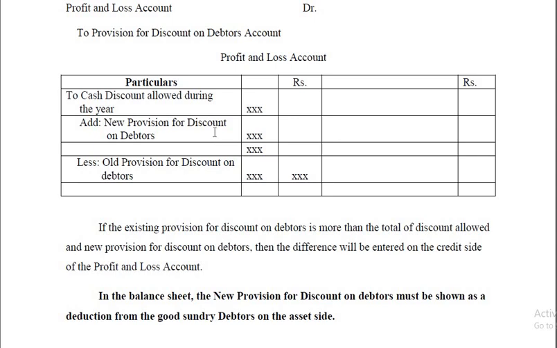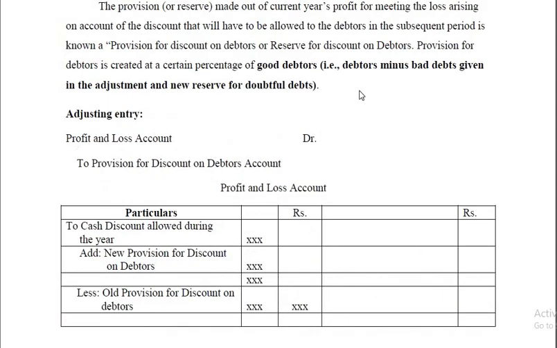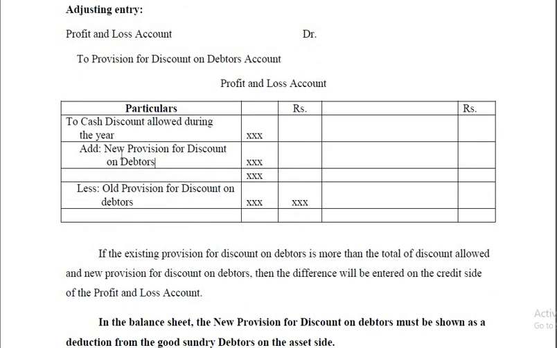But how do you create the new provision for discount on debtors? That's on good debtors. What are good debtors? Debtors given in the trial balance minus bad debts given in the adjustment minus new reserve for doubtful debts. That's good debtors. Of that, a certain percentage is created as new provision for discount on debtors. If the total of discount allowed plus provision for discount on debtors is more than the existing reserve for discount on debtors, then the remaining amount should be debited to profit and loss account.